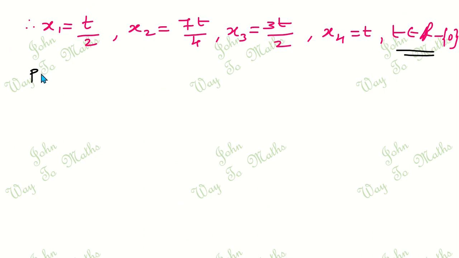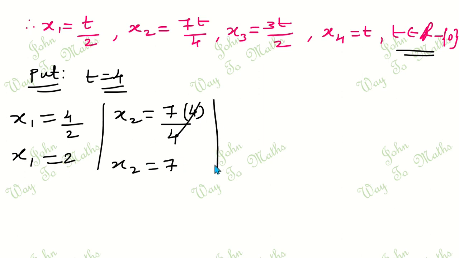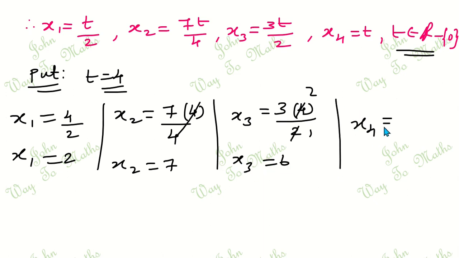So I'm going to put t is equal to 4. So x1 becomes 4 by 2, we get 2. Then x2 becomes 7 times t, which is 4, by 4. 4 4 cancel. So x2 becomes 7. Then x3 becomes 3 times t, which is 4, by 2. 1 2s are 2, 2 2s are 4, so 3 2s are 6. x3 is equal to 6. Then x4 is equal to t, so directly I'm going to enter t is equal to 4.